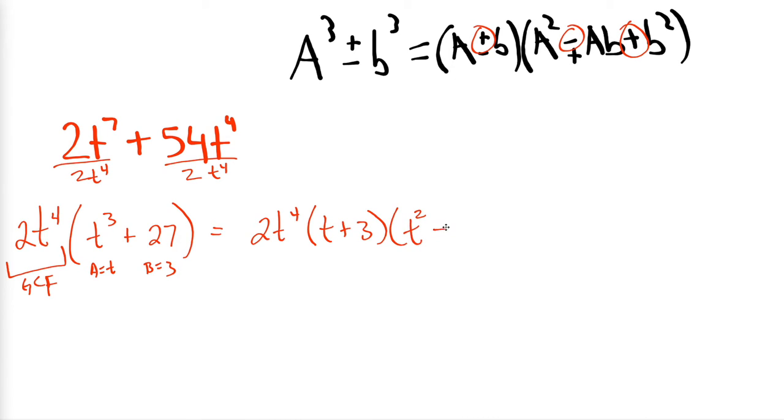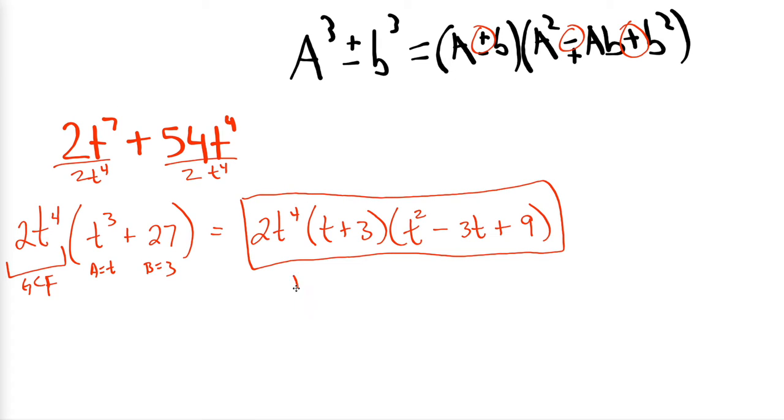T squared minus T times 3 plus 3 squared. This is considered factored completely.